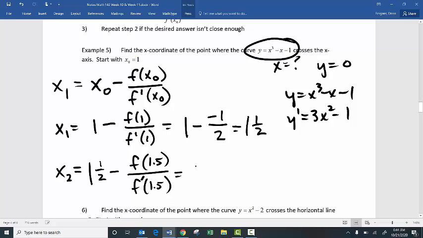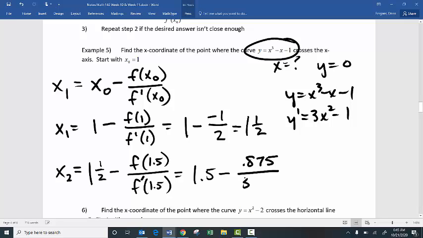Okay? So you get 1.5 minus, okay, so now you have to use my calculator a little bit, and here's where you kind of need a calculator. So you punch it in the original, so 1.5 cubed minus 1.5 minus 1. It equals. All right, so this number is 0.875. So now you plug in 1.5 into the derivative. So 1.5 squared times 3 minus 1, right?